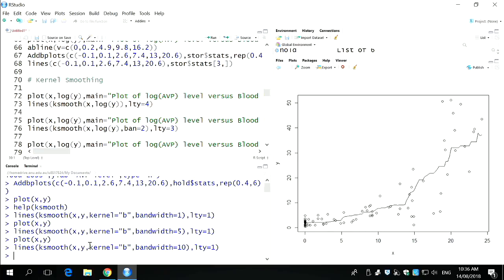Okay? So it's jerky, and that's because it's a box kernel. So box kernels have hard edges. So points enter and leave abruptly. Okay? And that's about as smooth as you're going to get with a box kernel.